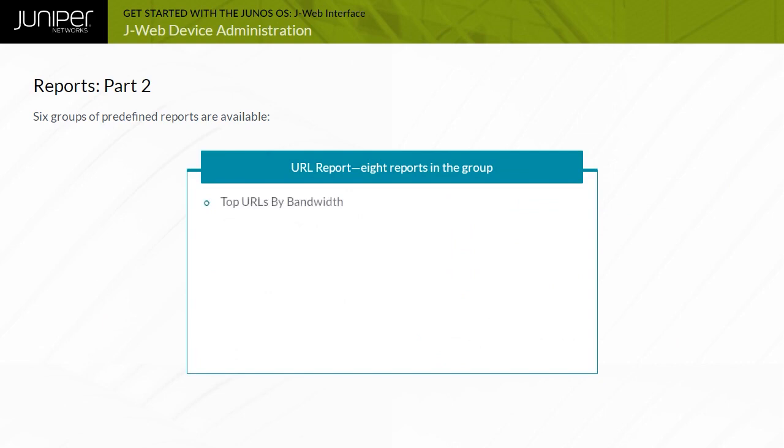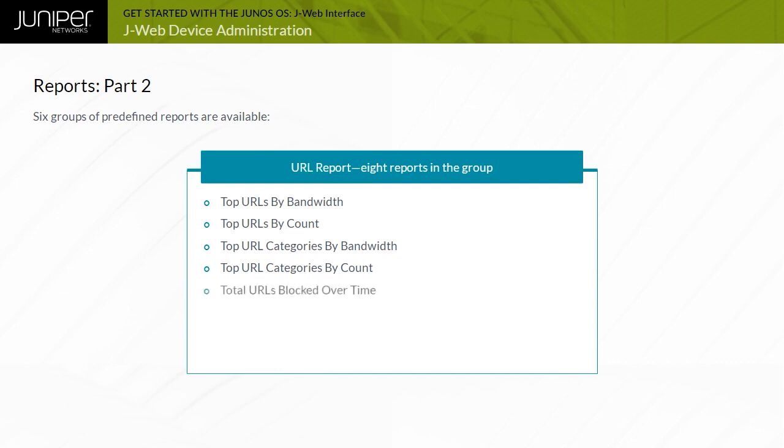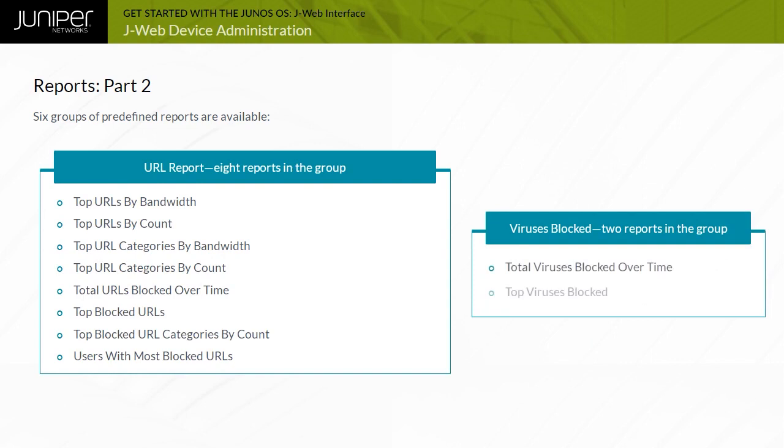The URL report group packages together 8 reports, namely top URLs by bandwidth, top URLs by count, top URL categories by bandwidth, top URL categories by count, total URLs blocked over time, top blocked URLs, top blocked URL categories by count, and users with most blocked URLs. The Viruses Blocked group packages together 2 reports, namely total viruses blocked over time and top viruses blocked.